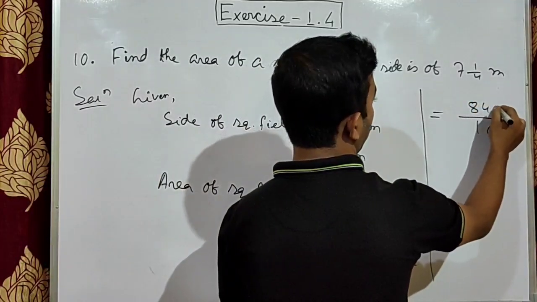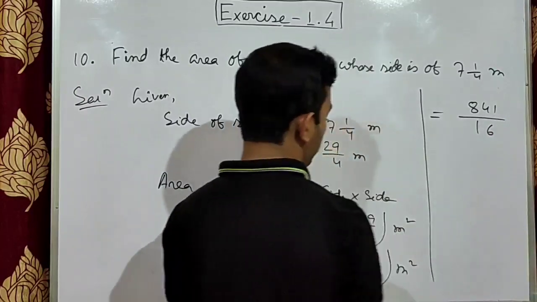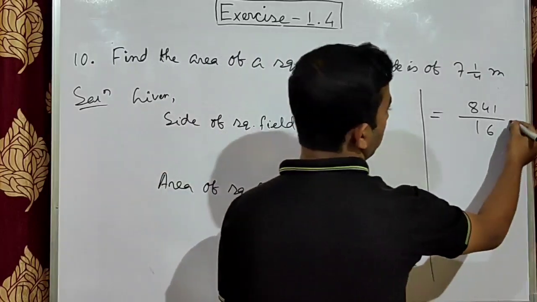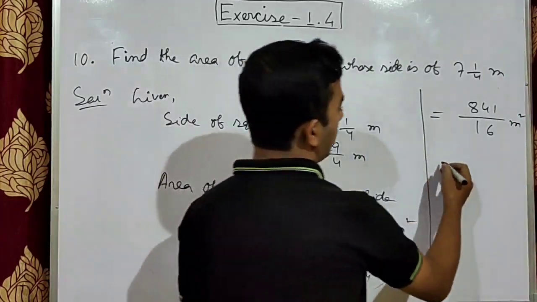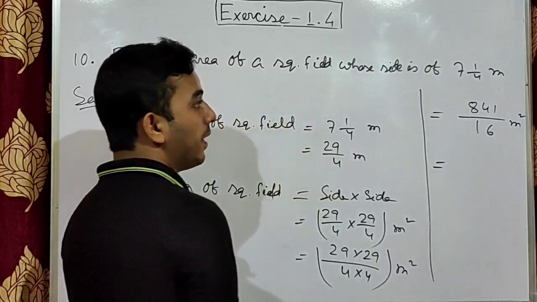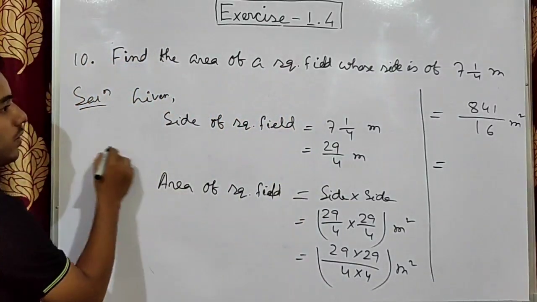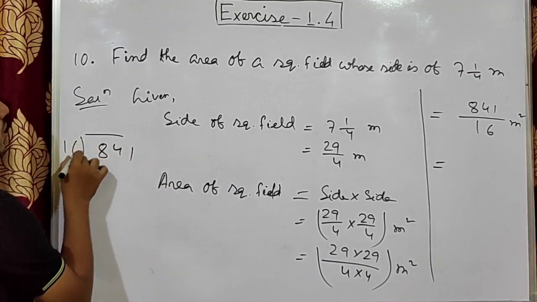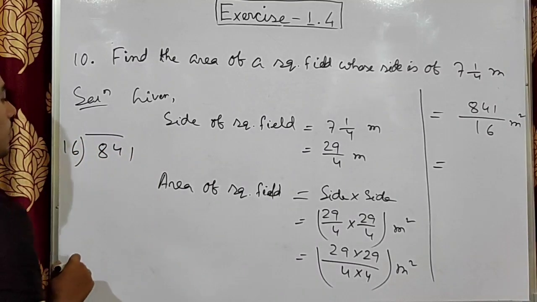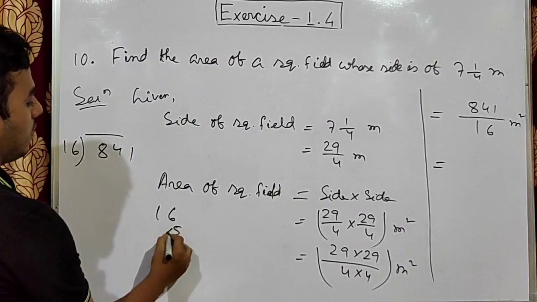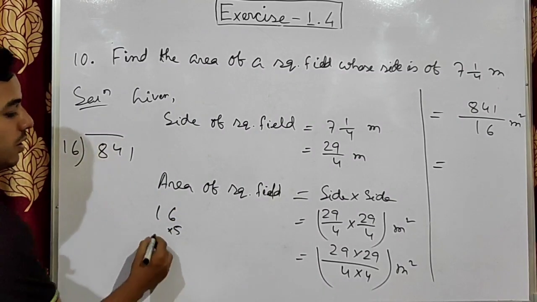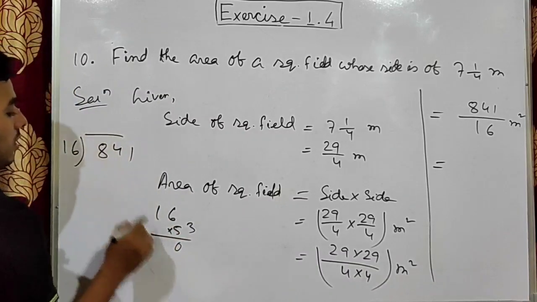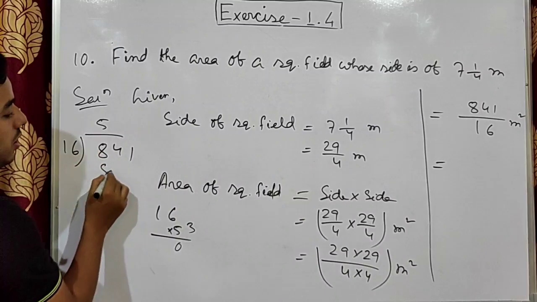So 841 by 16. After this you can write your answer also. Now if you want to convert in a mixed fraction, you can convert, no problem. Okay, yeah, let's convert in the mixed fraction. Let's divide 841 with 16. 16 into 5 is how much? 16 into 5 is 80.